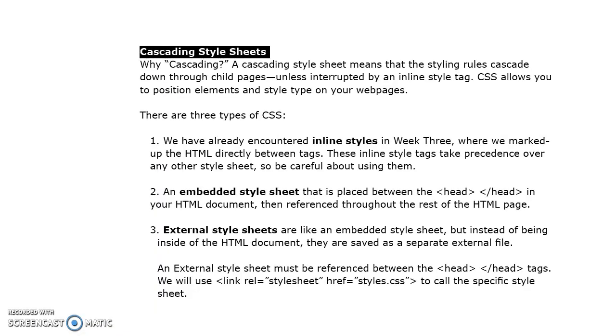So what are cascading style sheets? And why are they considered to cascade? Essentially, a cascading style sheet means that styling rules cascade down through child pages unless interrupted by an inline style tag. By now you may have noticed that web hierarchies are branching structures with sub-levels. And what cascading means is that the DNA, the styling of the parent page, echoes down through the children pages.